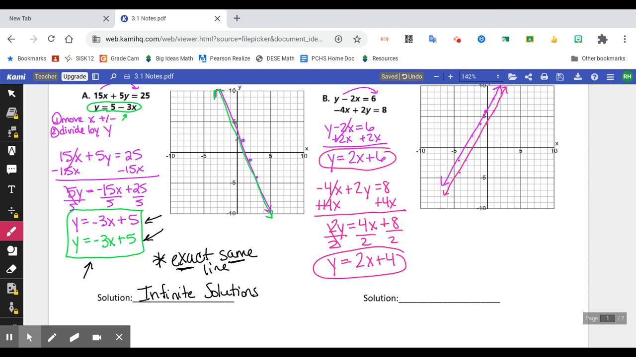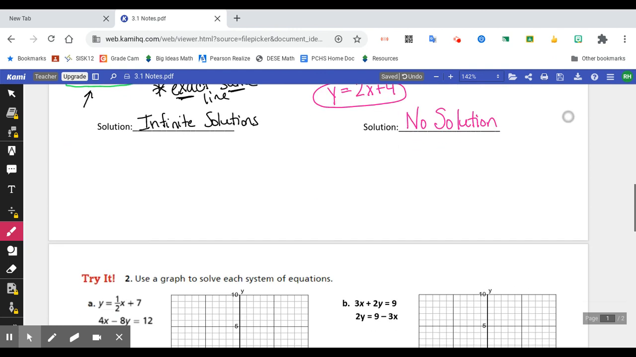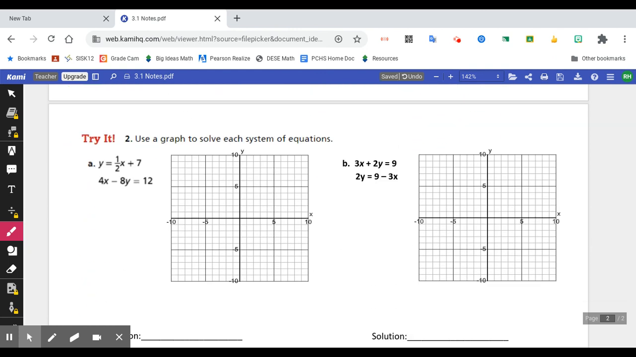Now, again, the solution to a system of equations is where they intersect. If they are parallel, they're never going to intersect. So that means that this system has no solution. Okay, again, exact same lines means they have infinite solutions. If they have the same slopes, then it's parallel, so no solution. And the graph will show you that they don't cross. Okay, all right, so pause this and try some on your own.